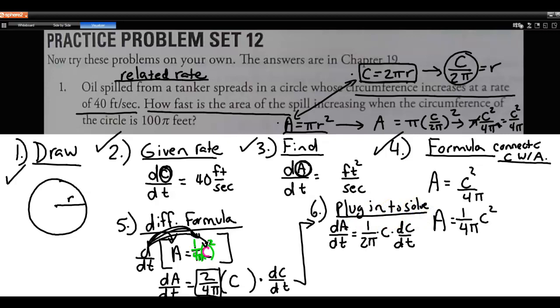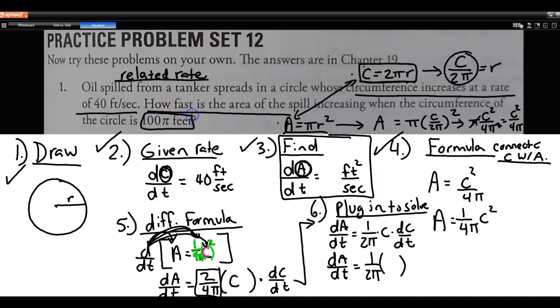Okay, now remember, my goal here is I want to find out what's the rate of change of the area with respect to time. So we want to find out what dA/dt is, so I'm going to leave that as just a variable because I don't know what that is yet. 1 over 2 pi is going to stay. But I need a circumference. Did my word problem give me a circumference anywhere? It tells me right here that the circumference is 100 pi feet. So I'm going to put that right in there like that. Next, we need to find out what's the rate of change of C with respect to time, which we have right here. So I'm going to put a 40 in right here.